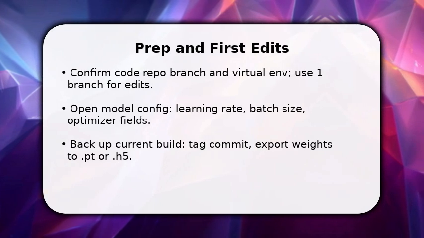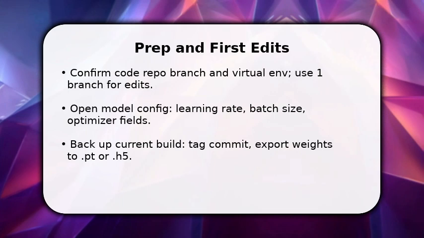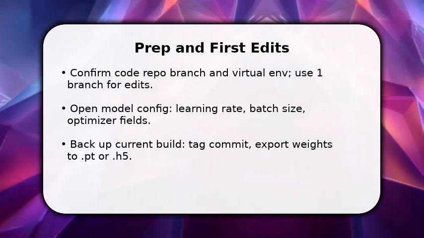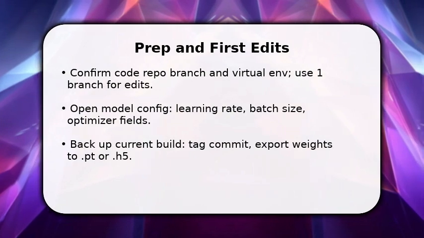Once done, export the current weights and tag a commit as a checkpoint. That backup lets you roll back quickly. Make sure to record the exact versions of key libs so rebuilding reproduces results without mystery breakage.